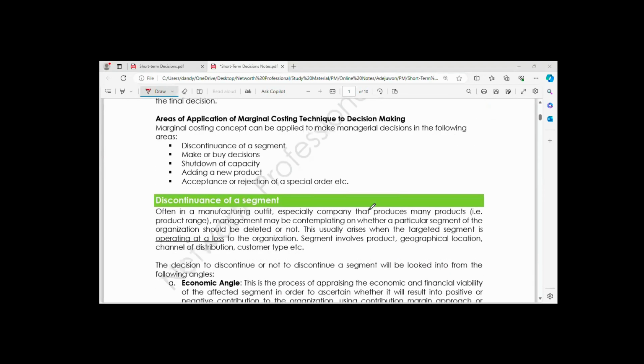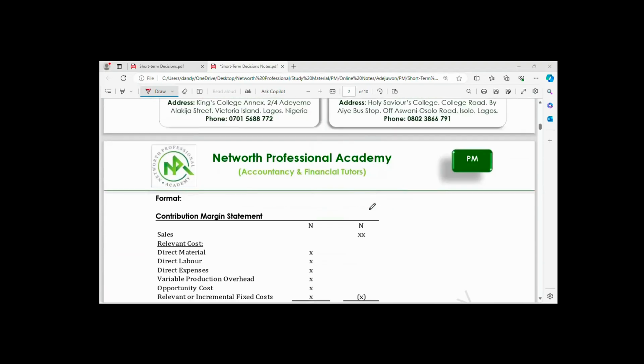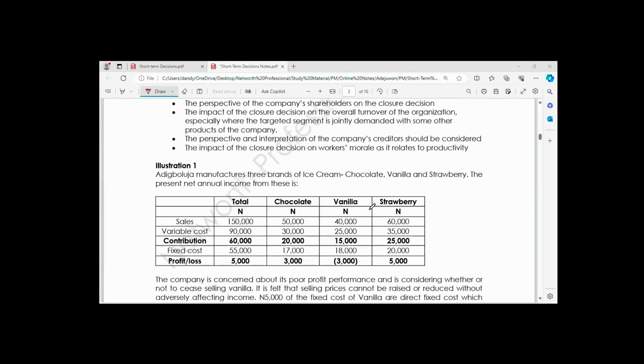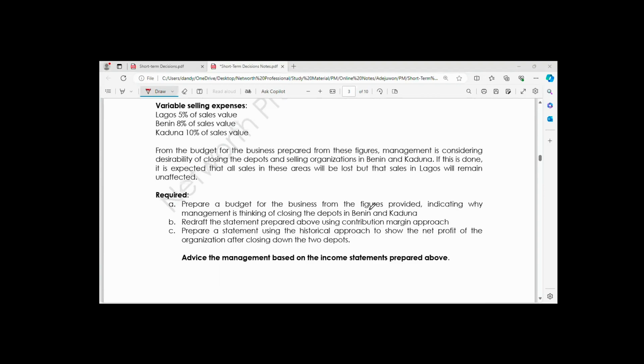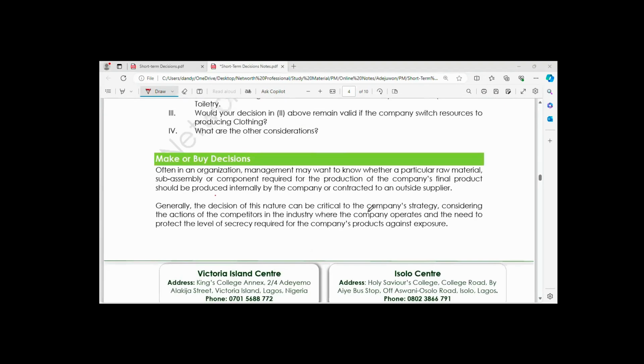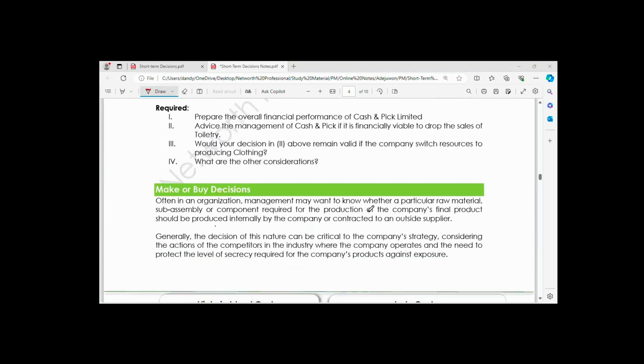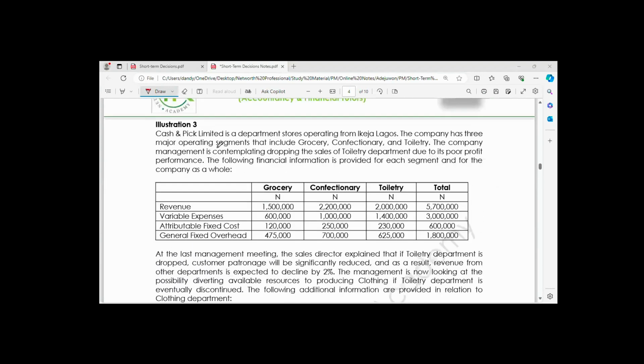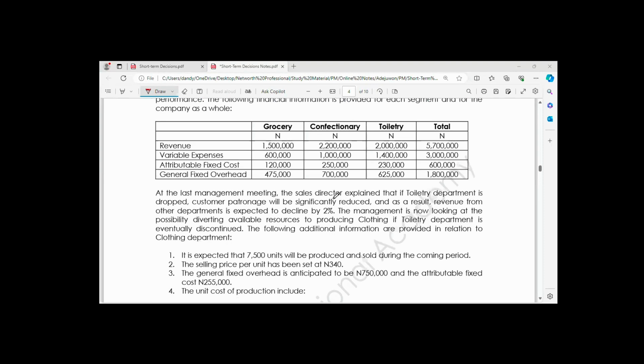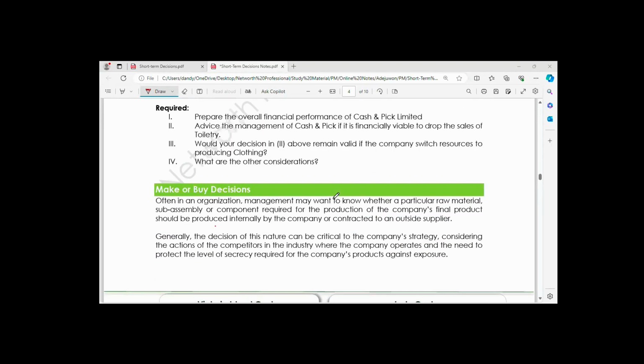So we are discussing make or buy decision. I gave you an assignment, none of you submitted. I gave you an assignment on Cash and Pick under deleting of a segment, and you did not submit. You did not even attempt it, let alone submitting it. This is not good. You can't keep on.